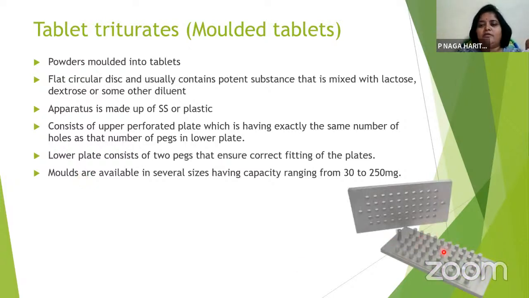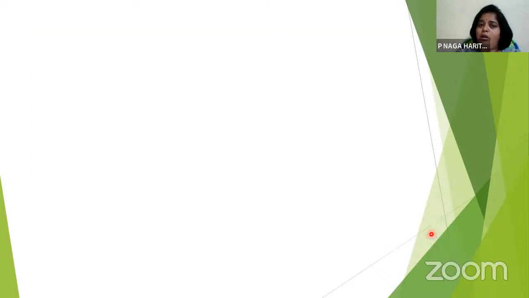So here is the apparatus which we are discussing. Okay, this is the upper perforated plate, which has exactly the same number of holes as the number of pegs. This is the upper plate, and this is the lower plate, and these two are the pegs which are used to fix both plates properly. These two pegs will go into these holes, and then it will fit firmly. In the upper perforated holes, you are going to fill your drug content, and then in order to remove them, you use the lower plate so that they come out as molded tablets. These were used in the earlier days. However, now we are not using any tablet triturates or molded tablets.